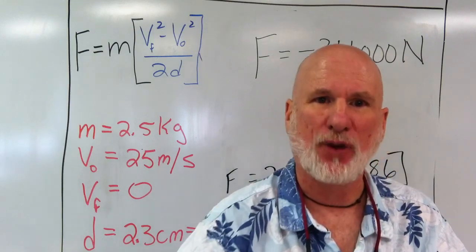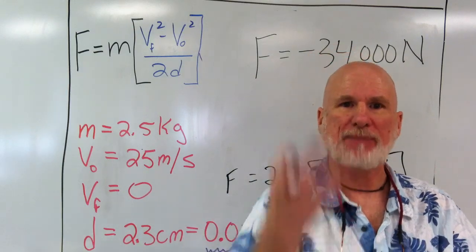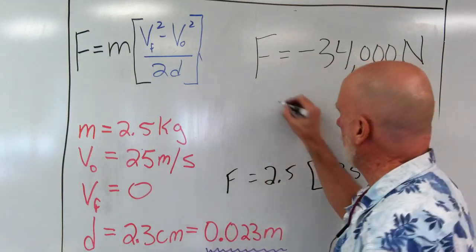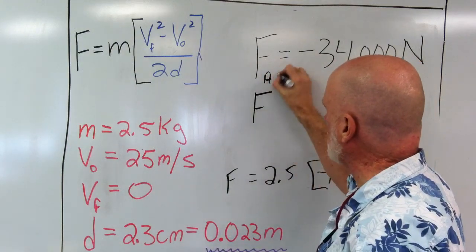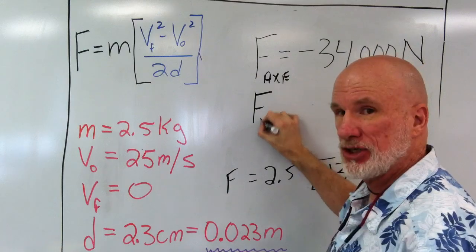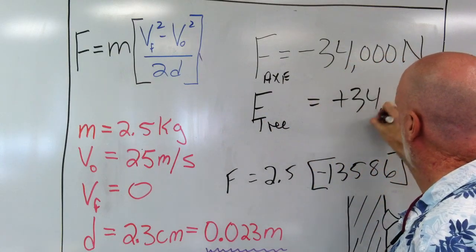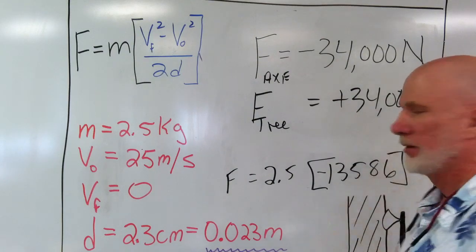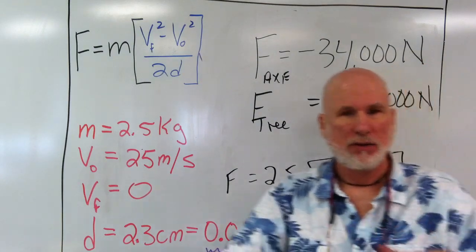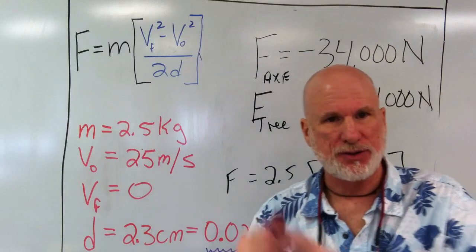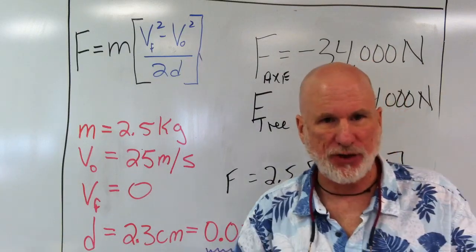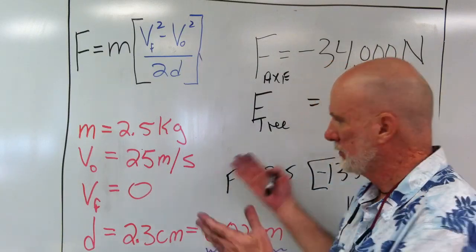I press down on the floor. The floor presses up on me, right? Yeah. So, this is the axe, and this is the tree. It would equal positive 34,000 newtons. Okay? Easy? Yeah. So, negative 34,000 newtons, axe. Positive 34,000 newtons, tree. Easy?